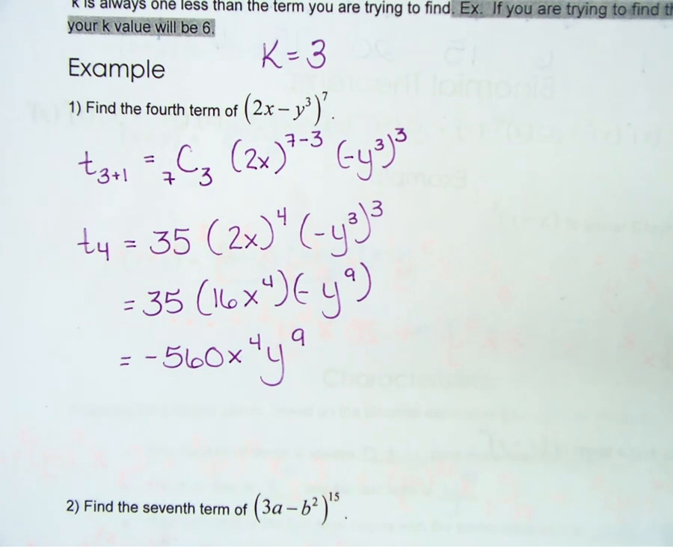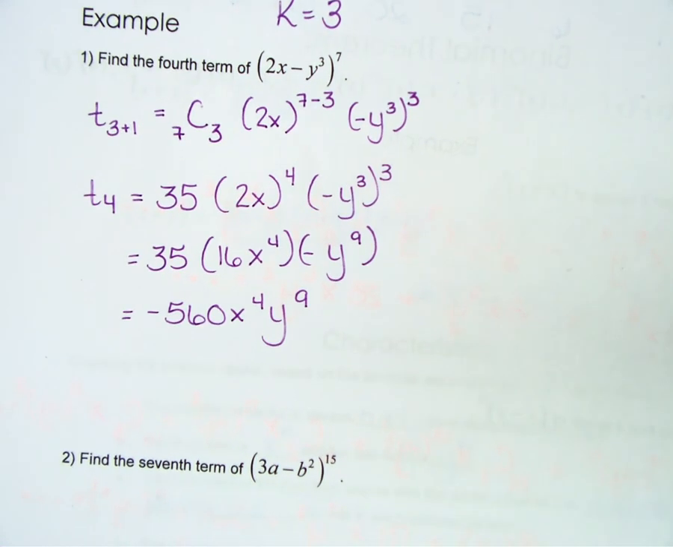Okay, what I would like you guys to do is do the next one on your own. Try it. Yeah, do it. Okay, you're finding your seventh term, so what's your K? 6.